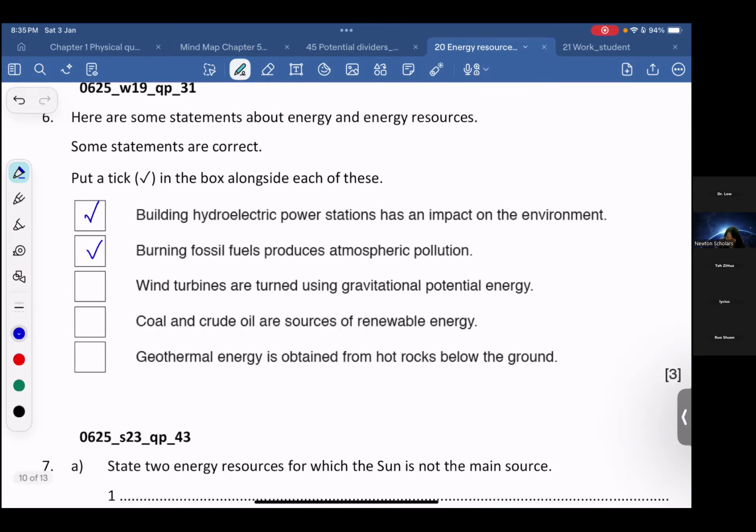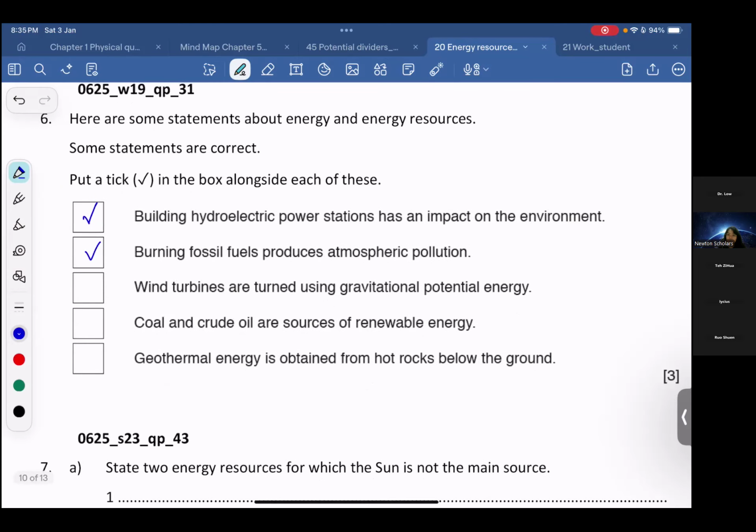So here, coal and oil are sources of renewable energy, yes or no? Coal and oil are sources of renewable energy? No. Geothermal energy is obtained from the hot rock below the ground. Yes or no? Answer is yes. Okay. Most of the time you can refer to here.